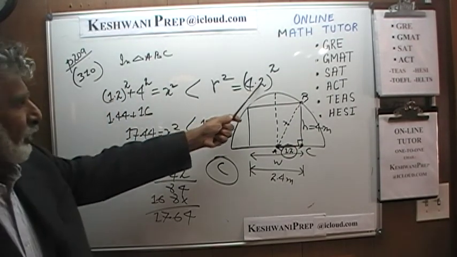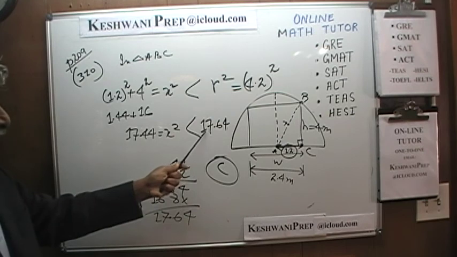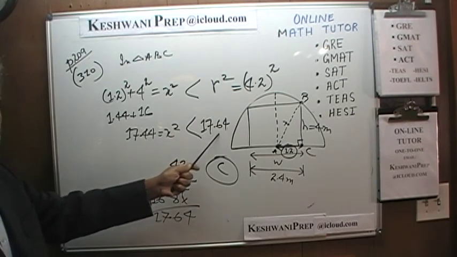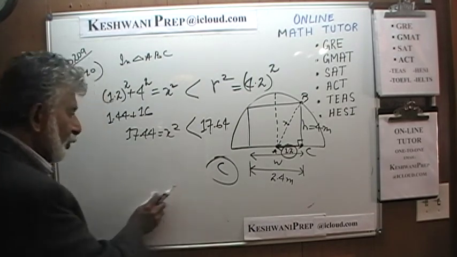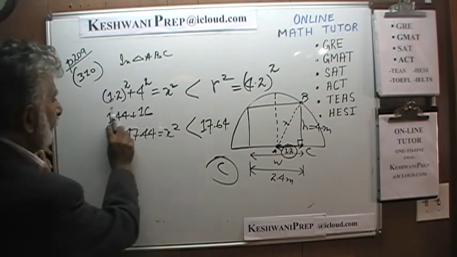If this 4.2 squared happened to be, instead of 17.64, 17.22, in which case the truck won't make it through, the answer would still be C, because we have enough information to be able to tell yes or no.